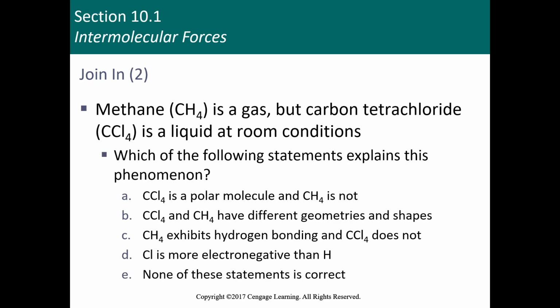Methane is a gas, but carbon tetrachloride is a liquid at room conditions, or room temperature. Which of the following statements explains this phenomenon? So we go through and see which one will actually make some sort of sense. CCl4 is a polar molecule and CH4 is not. Well, neither of these are polar molecules, if you remember doing their Lewis structures and figuring out the poles for them. Otherwise, you could have realized that these both have carbon in the middle and they both have four things attached, so they're going to cancel out either way.